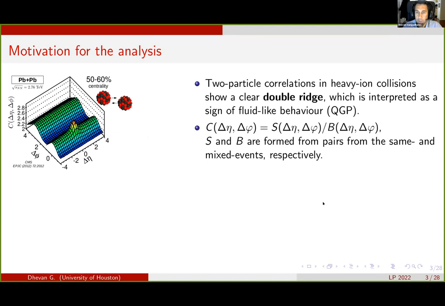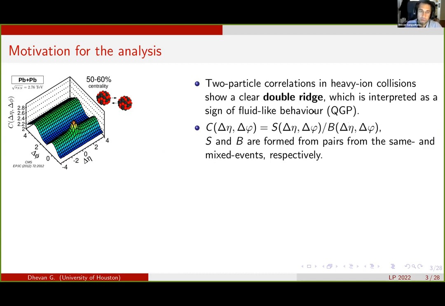So we start with observations in heavy ion collisions, namely lead-lead at the LHC. On the left side, you see what's called a ridge plot. It's a two-particle correlation. Delta eta is the separation in pseudorapidity of the pair. Delta phi is that in azimuth. And you see this double ridge. There's one ridge here with a jet peak in the middle, and then an away side ridge. So a near side ridge and an away side ridge. And this feature, long story short, is interpreted as a sign of fluid-like behavior, but a QCD fluid, not a QED fluid. And that's what's called the quark-gluon plasma.